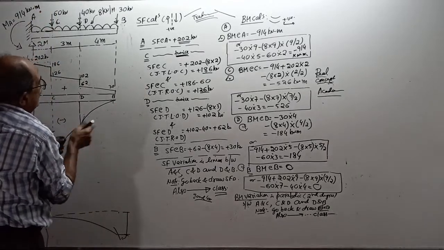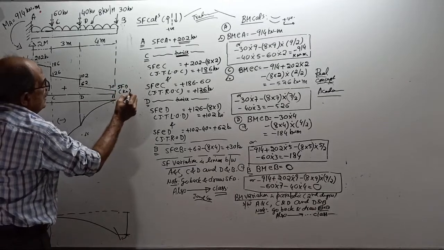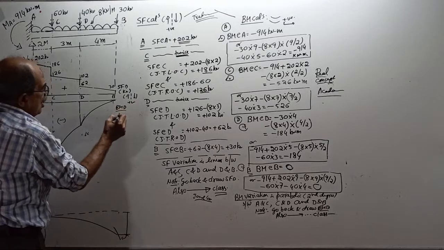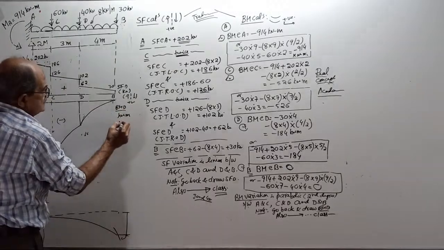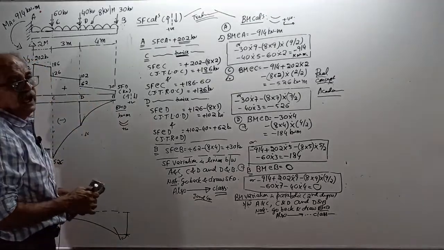I forgot, right here. SFD: all values are in kilonewton, left up, right down positive. This is the bending moment diagram: all values are in kilonewton meter, sagging positive. I forgot, right. You write that way.